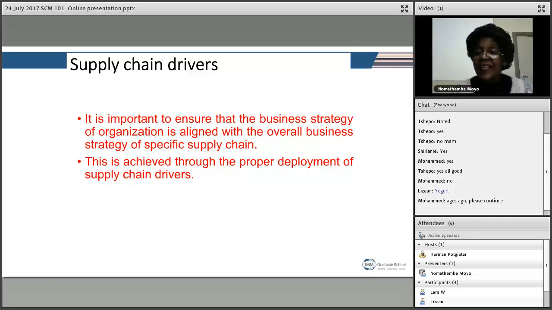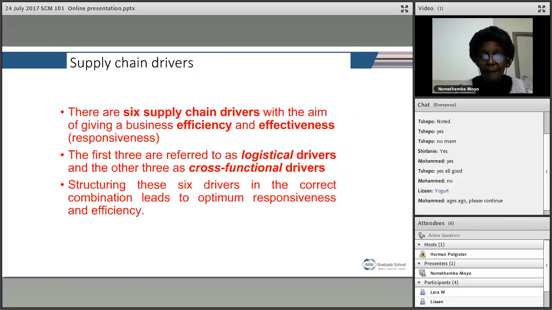When, as a supply chain, you are bringing in a business strategy, ensure that you are bringing in a supply chain strategy that talks to the overall business. What is your business about? It should not be contrary to what your business strategy is. This is achieved through the proper deployment of supply chain drivers.